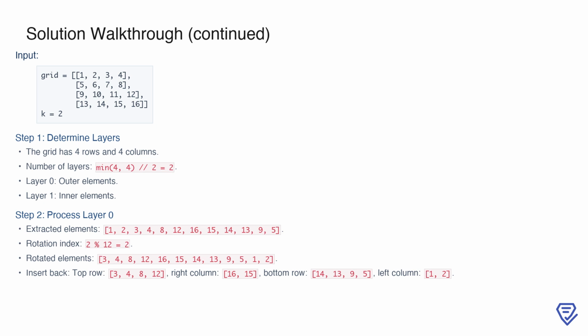Rotating this by 2 % 12, which equals 2, the new sequence becomes 3, 4, 8, 12, 16, 15, 14, 13, 9, 5, 1, 2. We then insert these back into their respective positions. The top row takes 3, 4, 8, 12, the right column gets 16, 15, the bottom row in reverse receives 14, 13, 9, 5, and the left column in reverse is filled with 1, 2.